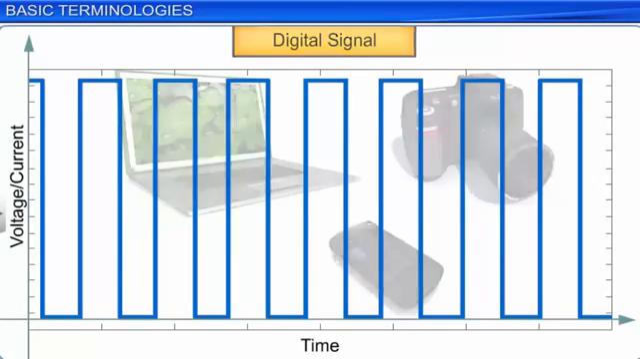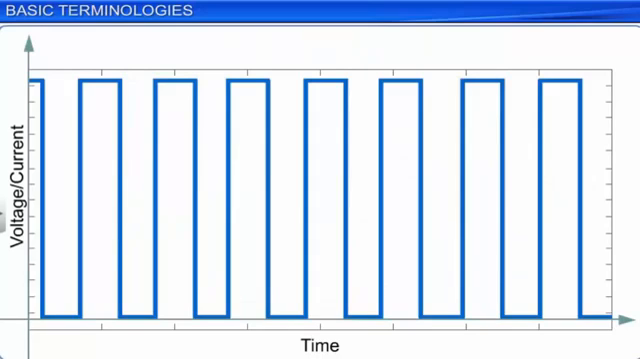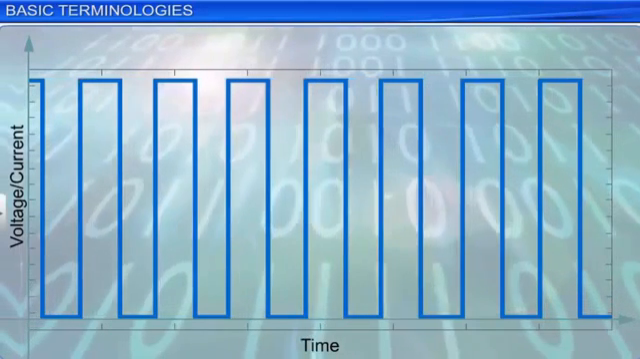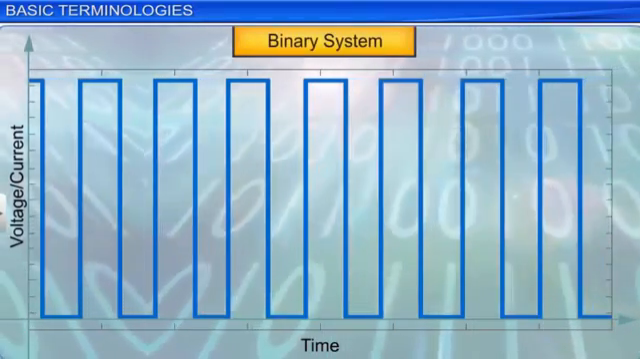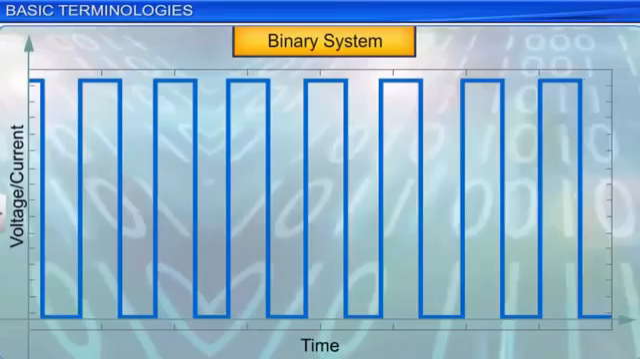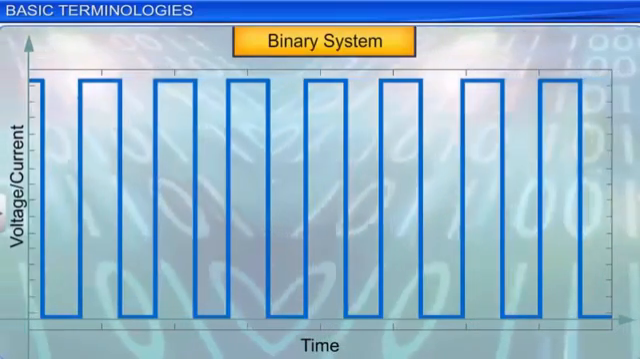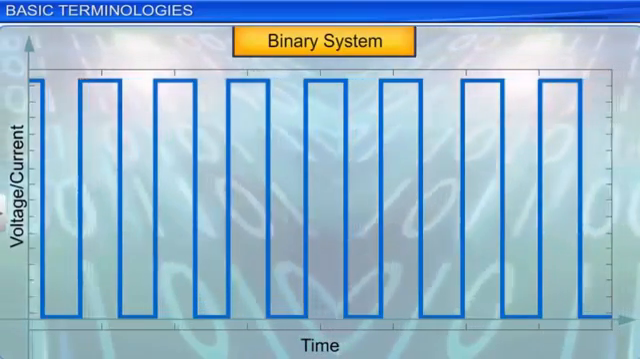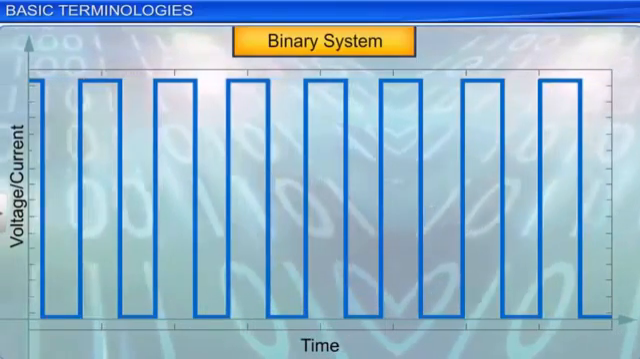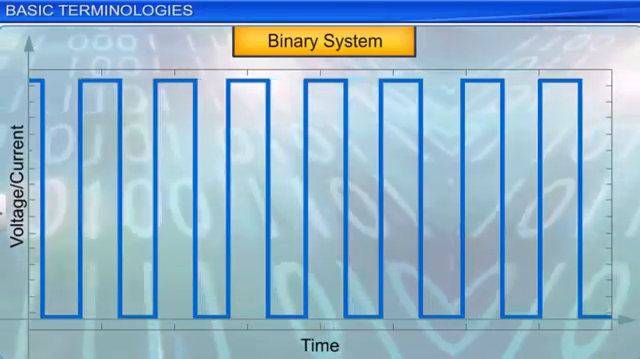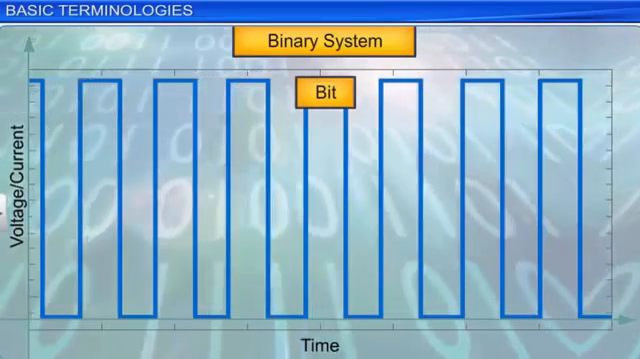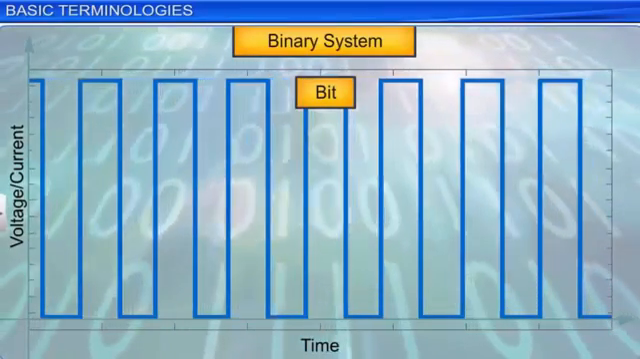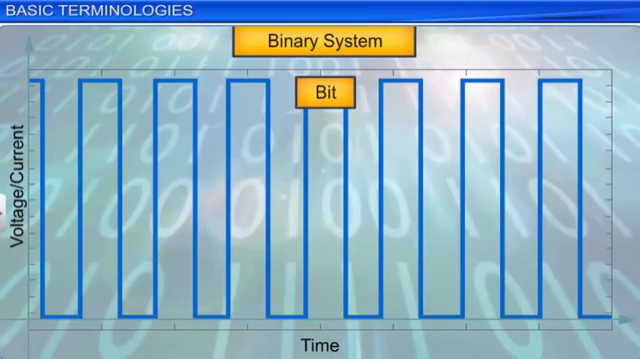Computers can only understand numbers. Digital signals in most electronic devices are based on the binary system that uses only two numbers, 0 and 1, to denote low and high values of voltage or current. Each 0 or 1 is called a binary bit. Combinations of these binary bits are used to represent all kinds of information in electronic systems.